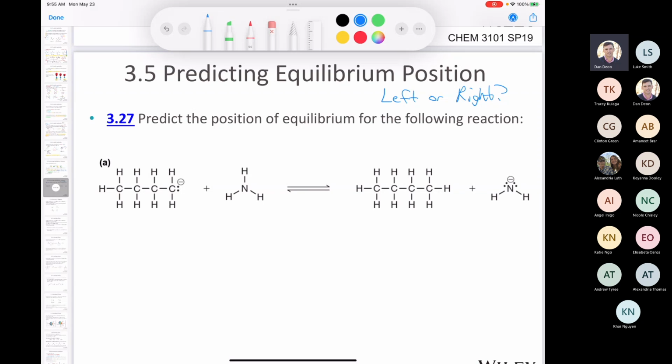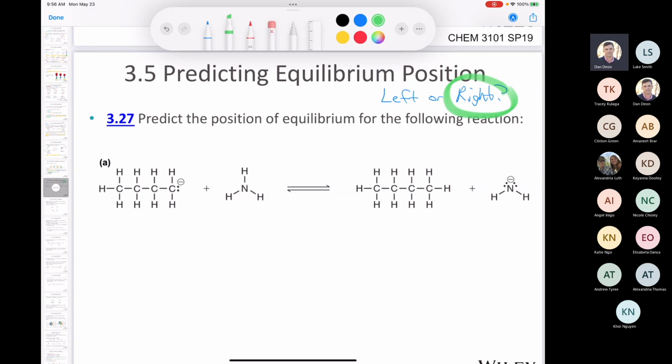All right, 60 seconds is up. Anybody have an idea? Would the equilibrium lie to the left side or to the right side here? I think the equilibrium is going to lie to the right side in this case. Okay, yeah, it's going to lie to the right. Okay, well, let's take a look here.